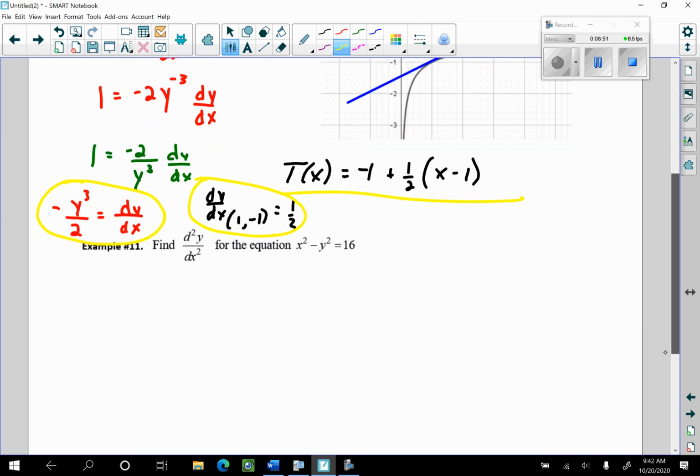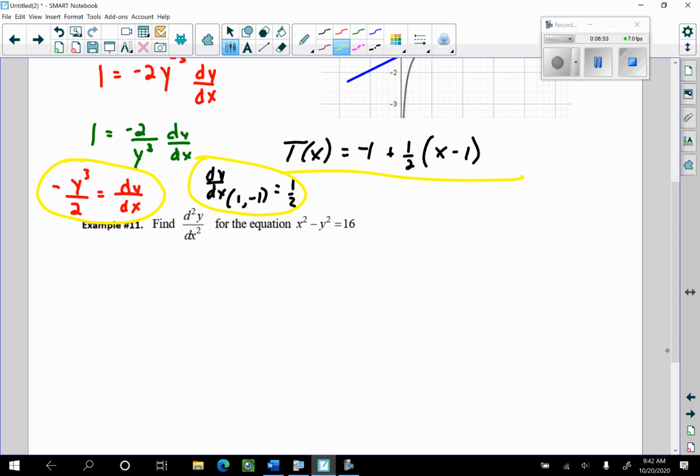Here we go. Example 11. Let's get videoing. For example 11, what they want is the second derivative of this equation. To find the second derivative, the first thing I have to do is find the first derivative. So let's dx everything.